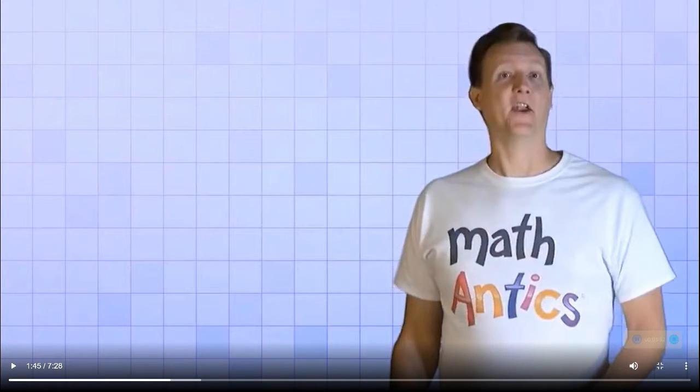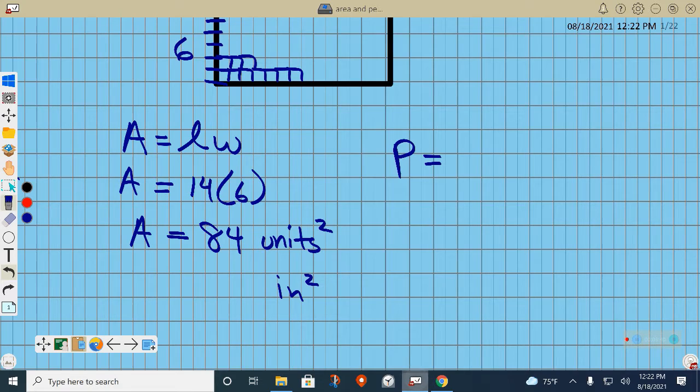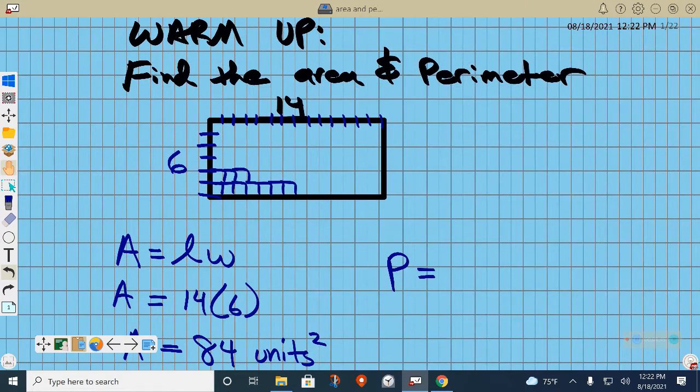That's perimeter. Okay? So looking at that rectangle then, imagine that little guy walking around this. So 14 plus 6 plus 14 plus 6. And it's not going to be squares this time. It's just going to be normal units, what we call linear units. He walks this straight line, that straight line, that straight line. What is that going to be? You guys get that? 40?